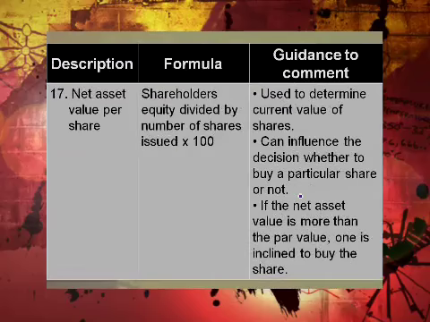Finally, the net asset value per share. You take your shareholders' equity divided by the number of shares issued times 100. Again, your answer will be in cents per share. It's used to determine the current value of your share. It will influence whether to buy or not to buy a particular share. Remember that if your net asset value is more than the par value, one is inclined to buy the share. It means the book value of the share is much greater than the par value.